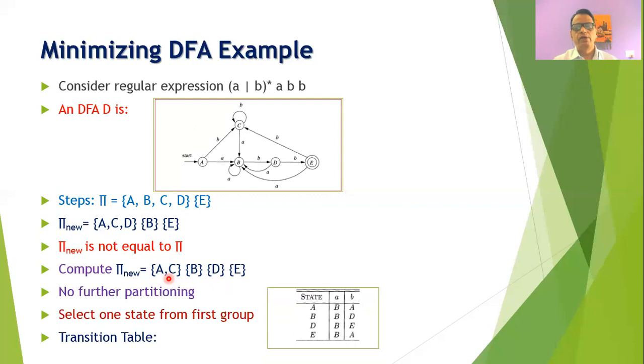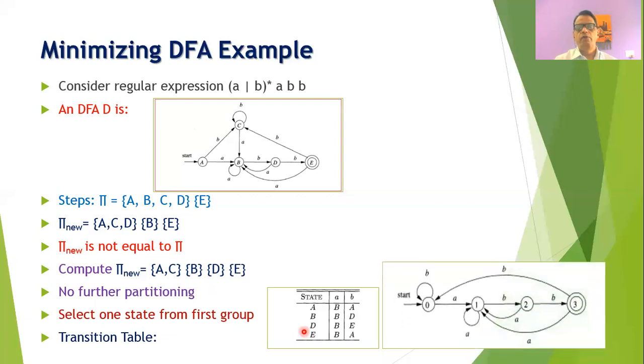So now we will have a transition table for the optimized DFA where the states are A, B, D, and E. For the input symbol A, there is a transition from A to B, and for the rest of the states also there is a transition to the state B on the input symbol A. But on input symbol B, A will have a transition to A, B will have a transition to B, D will have a transition to A, and E will have a transition to A.